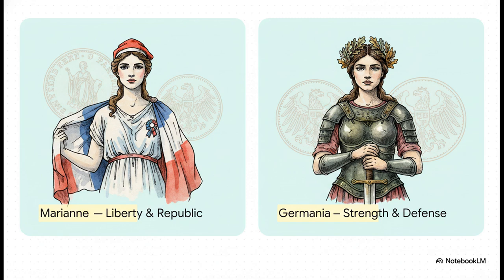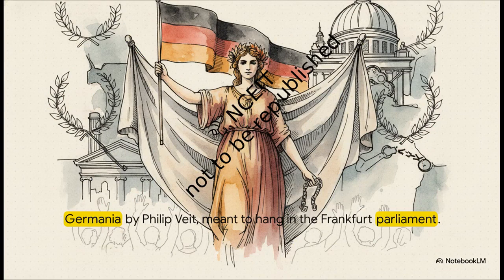Germany, on the other hand, went with Germania. Germania is, well, she's tougher, a bit more martial. In her visual representations, she proudly wears a crown of oak leaves. Why? Because the German oak stands for heroism. And this brilliantly illustrates exactly what we're talking about.